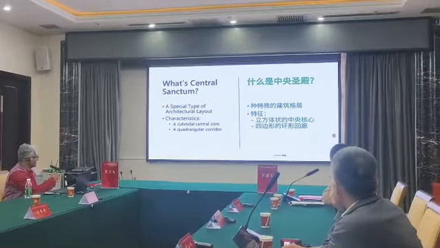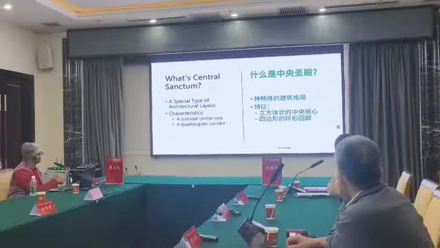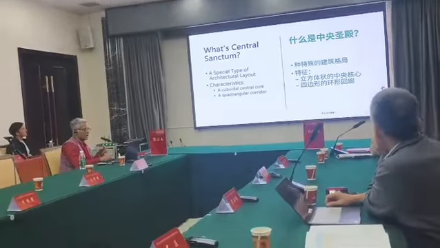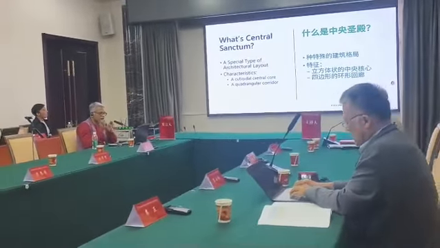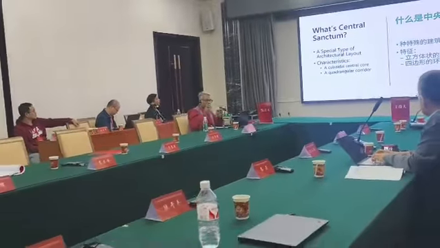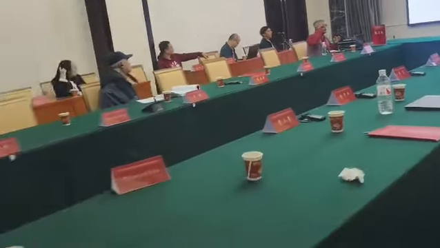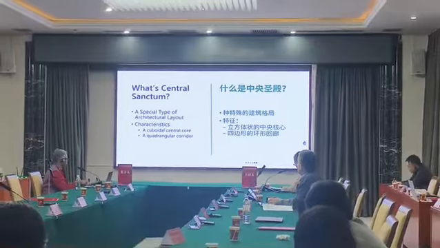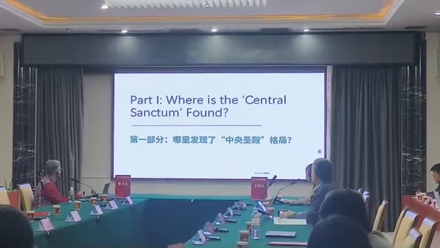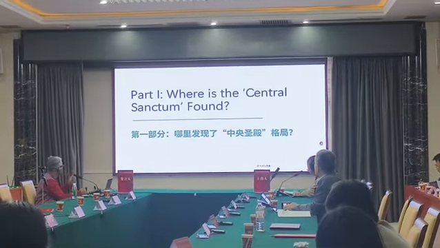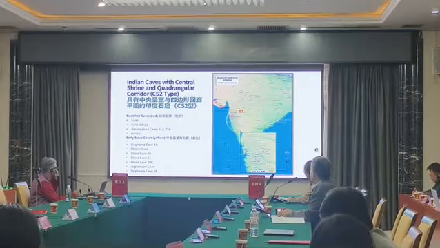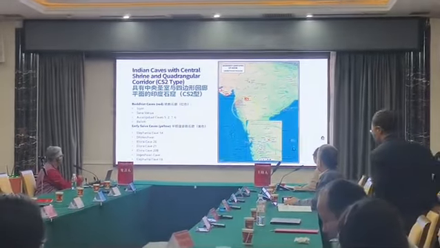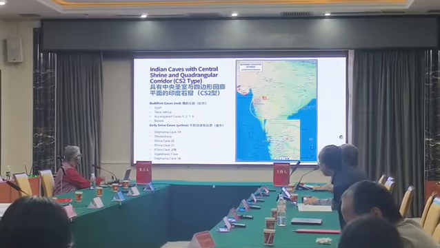So I'll go back to this now. First, I'm defining what I mean by central sanctum. I mean, it's a kind of sanctum or shrine which is in the middle of the hall. It's a very special type of plan in India at least. So where is it found? Here you see this map.